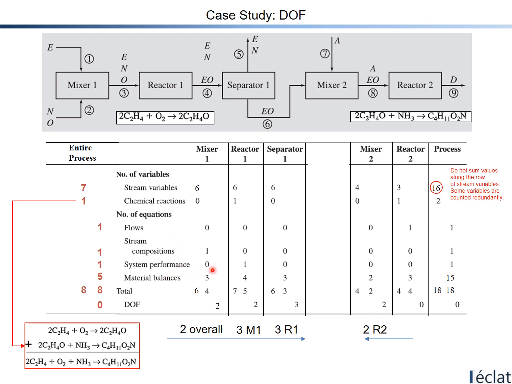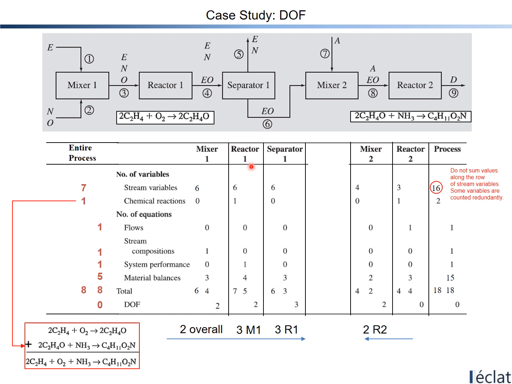And system performance, nothing. Material balance equations, let me check the number of components. Ethylene, oxygen, nitrogen. So 3 different compounds are there. So material balance is 3. So the total number of variables or unknowns is 6, and restricts is 4. 3 plus 1, 4. So the degree of freedom for mixer 1 is 2.